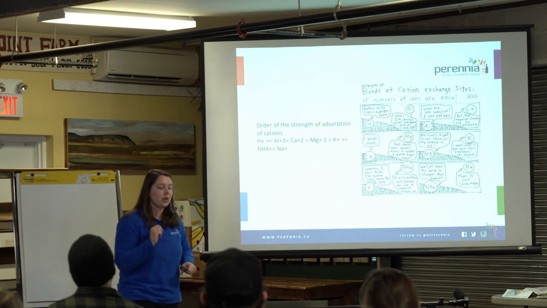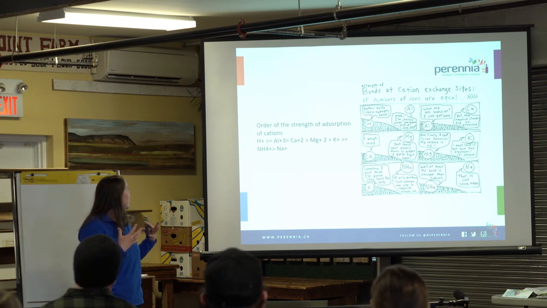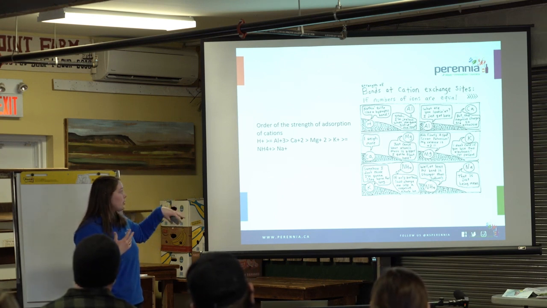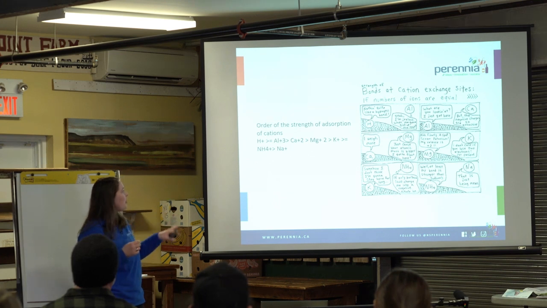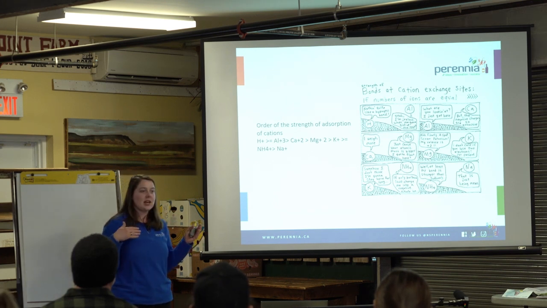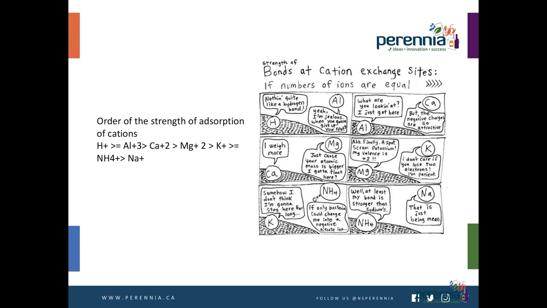So this is a fun little comic. There are different abilities for different nutrients to be retained on the cation exchange complex, on these negatively charged sites. I won't go through all of this, but basically they can bump certain ones off, and so there's an order here of which cations prefer to be on the cation exchange, not prefer to be, but which ones have a stronger ability to bump the other cations off. So that can play into it as well.